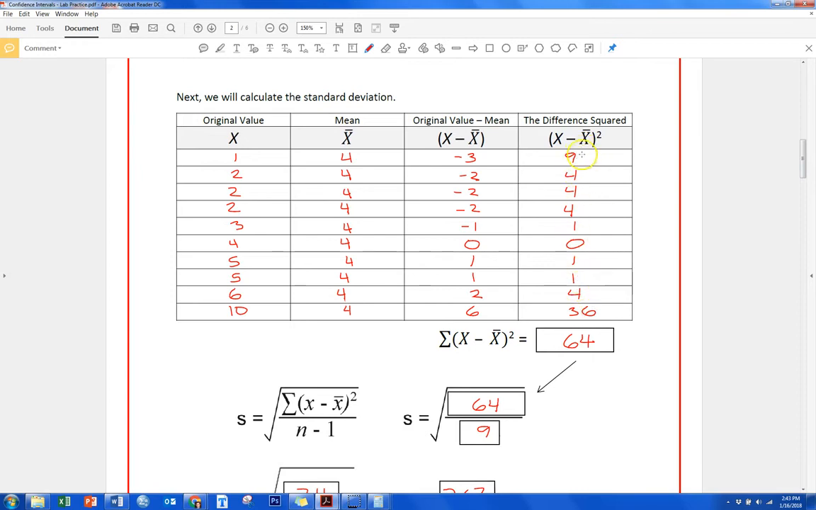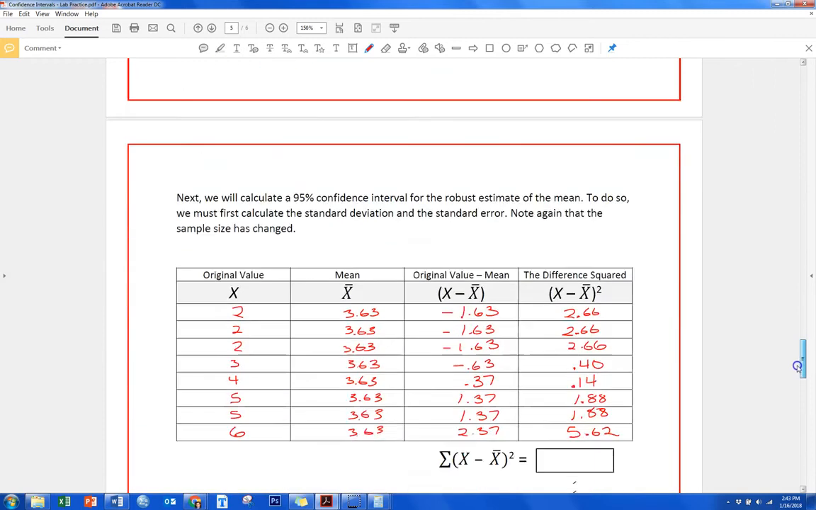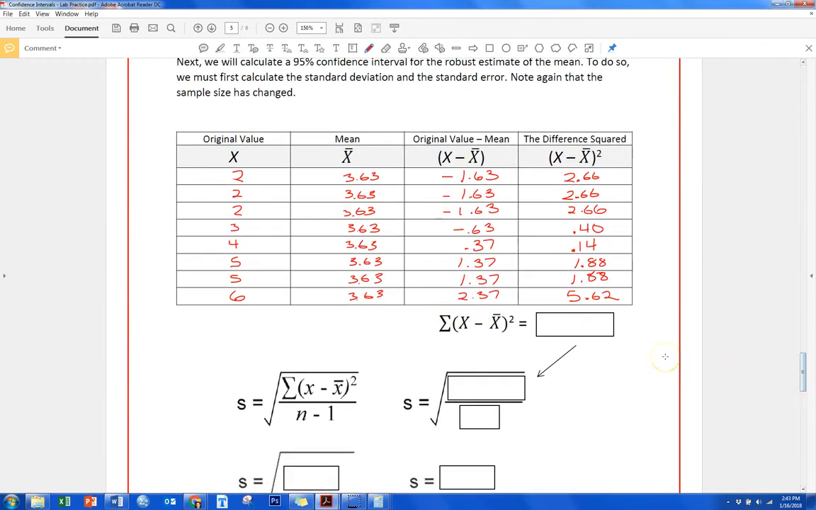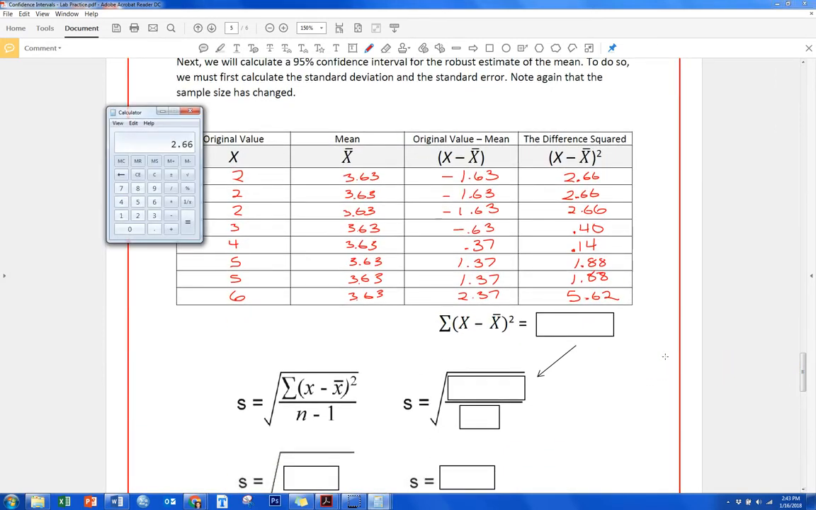So the sum of squares, the difference squared, were much, much higher, right? We ended up with a sum of squares of 64. Let's see what happens now. We're going to add these up: 2.66 plus 2.66 plus 2.66 plus 0.4 plus 0.14 plus 1.88 plus 1.88 plus 5.62 gives us 17.9.